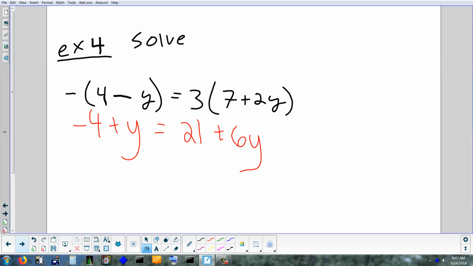But we have this. I got positive y and positive 6y. They both have y's. Aren't they the same? What's the rule to combine like terms? They have to be where? Same sign, they're not, right?